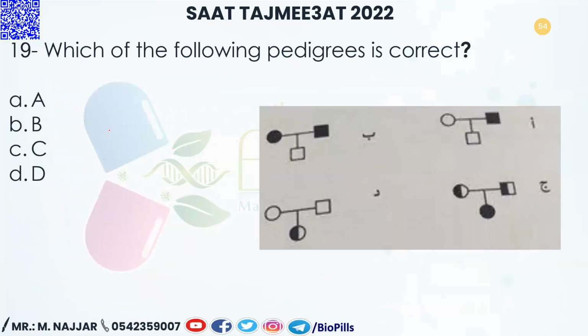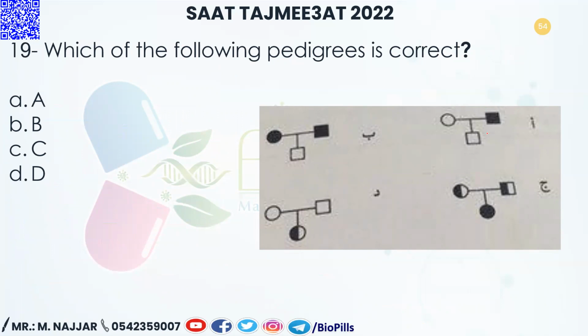Question number 19. Which of the following pedigrees is correct? A, B, C, D. All of them are incorrect. Doesn't make any sense except one. What is it? Think about it. If you are in doubt, get it out. This is my golden key and my golden rule here.